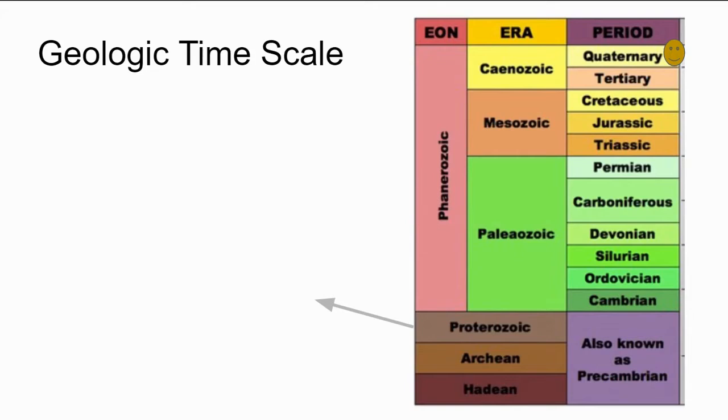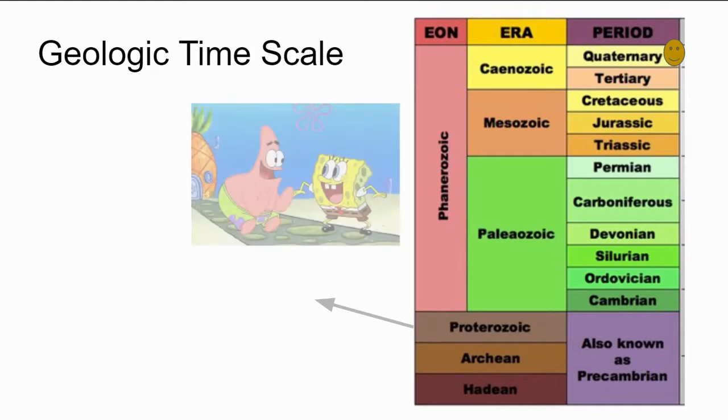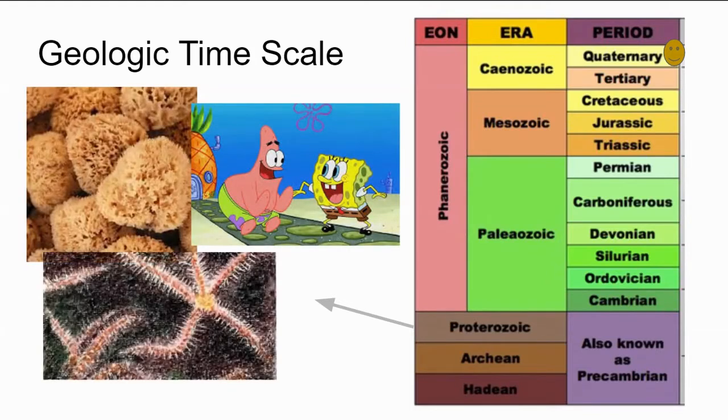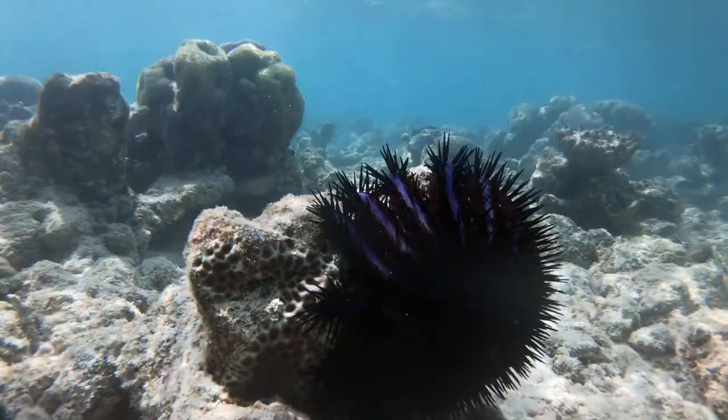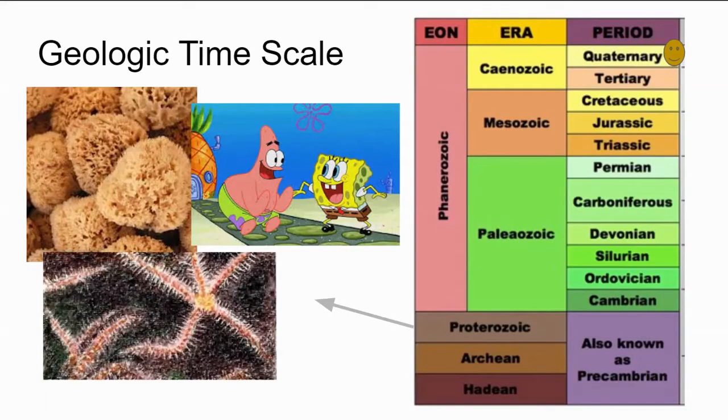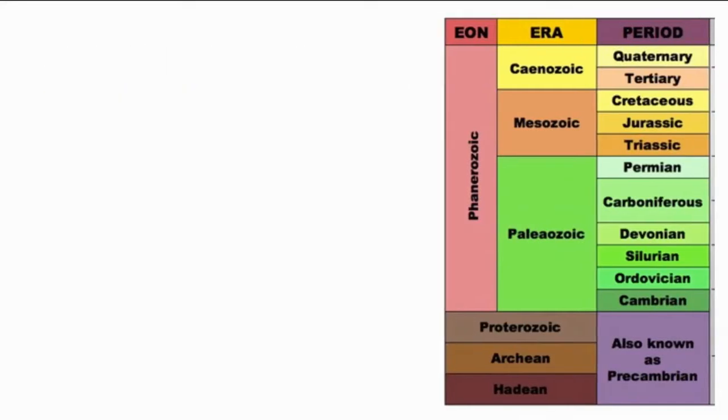Fast forward another billion years, the Proterozoic eon is known for the first multicellular life, with the appearance of simple invertebrates like sea sponges and sea stars. At this point in time, all life is simple and lived in the oceans. After the Proterozoic eon, Earth celebrated its 4 billionth birthday, entering the Phanerozoic eon, more specifically the Paleozoic era.